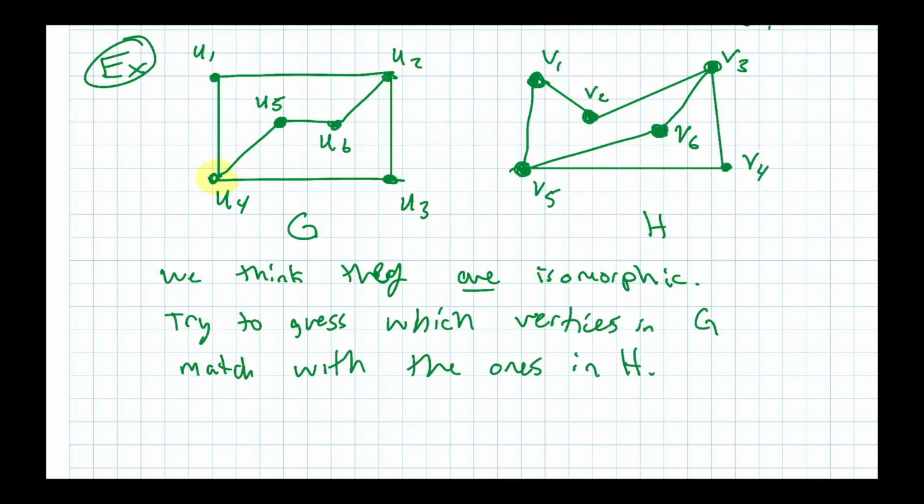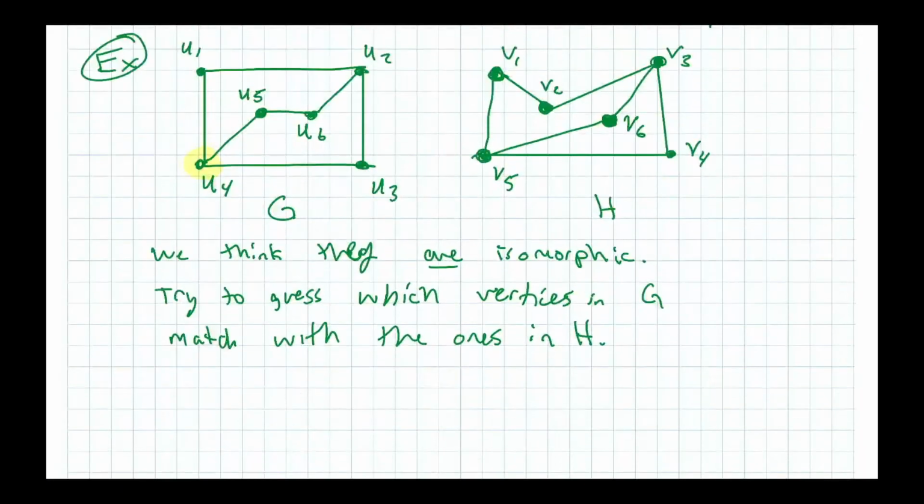Okay, so that's what we're trying to do. So I picked this one, I called it U4, and you would say, well, which vertex over here is like 4? And what we're going to learn, we're going to write it down, is that the way you want to do it is there's something that we call invariants, which is things that don't change under isomorphism.